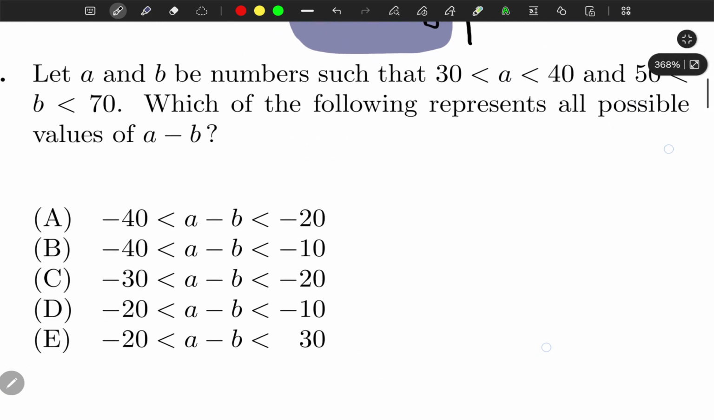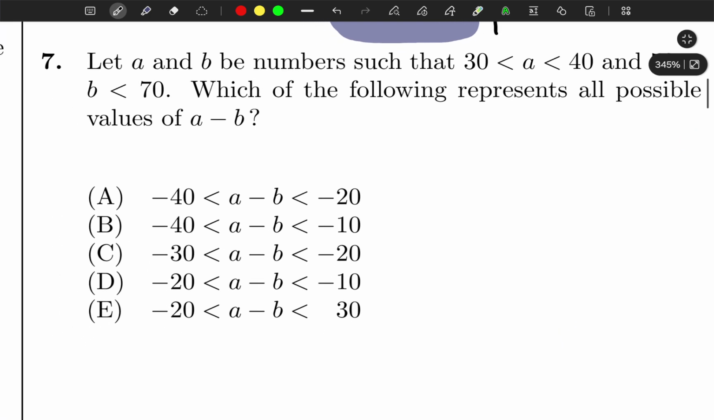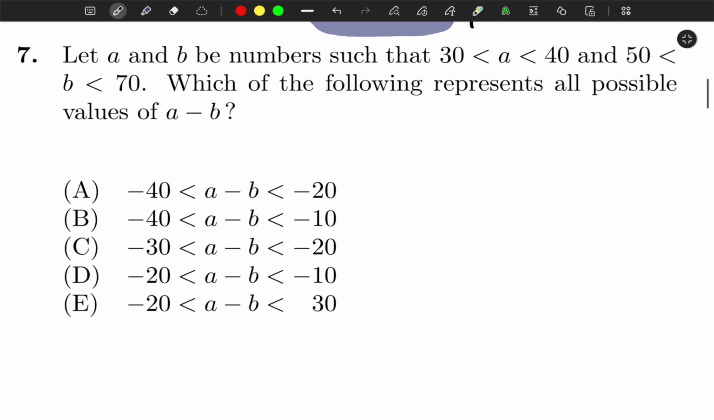Alright, here is question number 7. Let a and b be numbers such that a is greater than 30 and less than 40, and b is greater than 50 and less than 70. So for b we have a 20 number range, and for a we have a 10 number range between 30 and 40. Which of the following represents all possible values of a minus b?